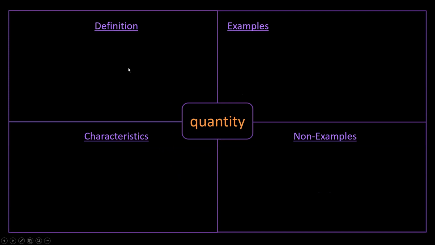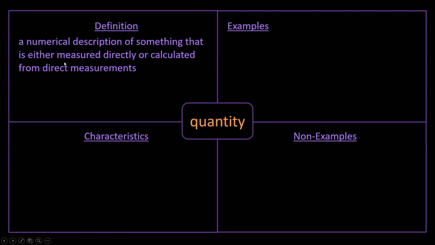Let's take a look at quantity, but first let me just describe this format. This is known as a Frayer diagram, and it gives us four different ways to explore the meaning of a term: the formal definition, characteristics, examples, and non-examples. So let's take a look at what a quantity is. It's a numerical description of something that is either measured directly or calculated from direct measurements.